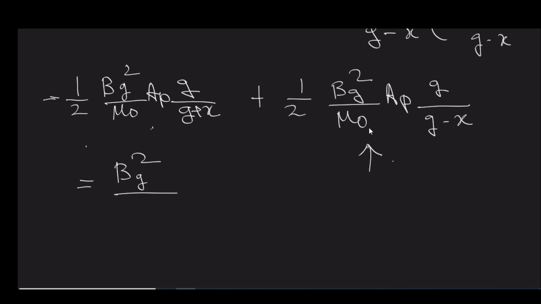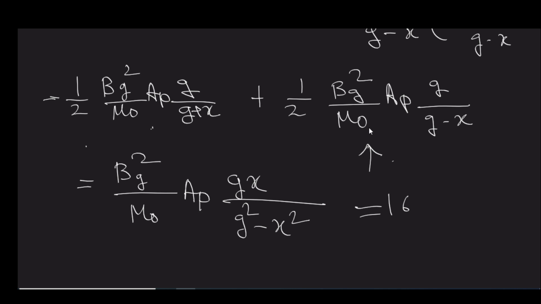But when it is not, then you will have something like Bg square by mu naught A p g x by g square minus x square. So if you put all the values, you will find it is 169.76 Newton. And now you can understand that with this one, 167.96 Newton, your torque and how it can alter the total machine characteristics. And obviously, if you have this kind of unbalanced pull towards one pole, then that will obviously alter your machine performance.